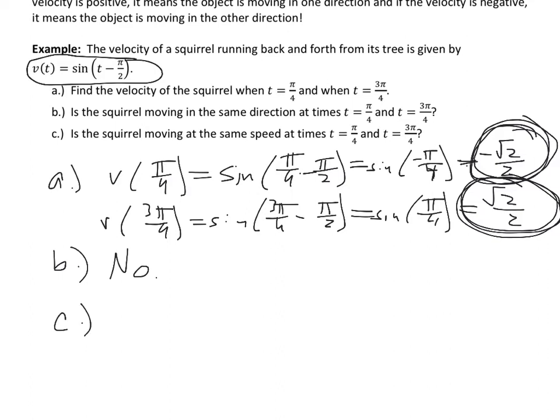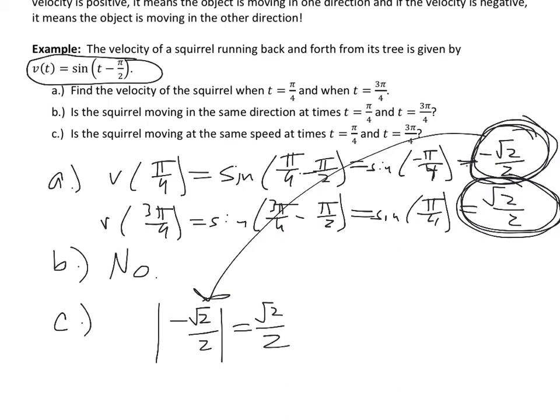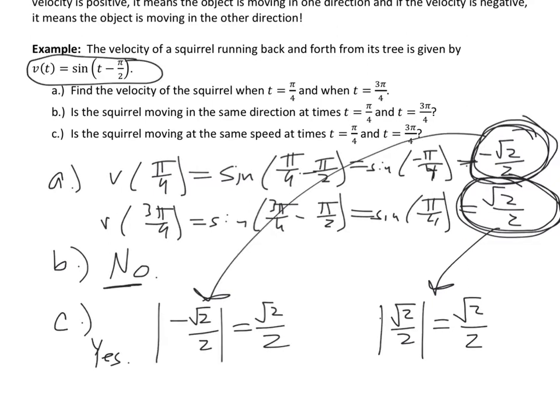Okay. Now part C, is the squirrel moving at the same speed in both of those times? The answer here is yes, right? Because the speed in the first one is the absolute value of negative root 2 over 2, which is root 2 over 2. And the speed at the second time is the absolute value of root 2 over 2, which is, of course, root 2 over 2. So for as much as their velocities are different, their speeds are the same.